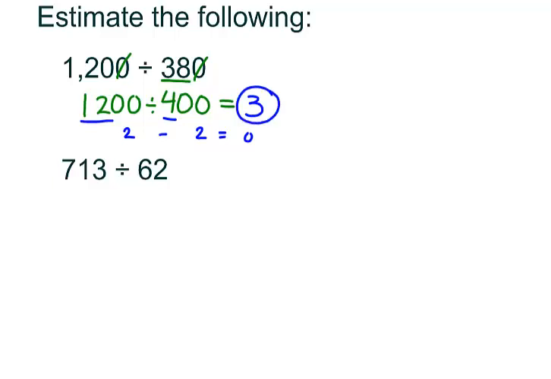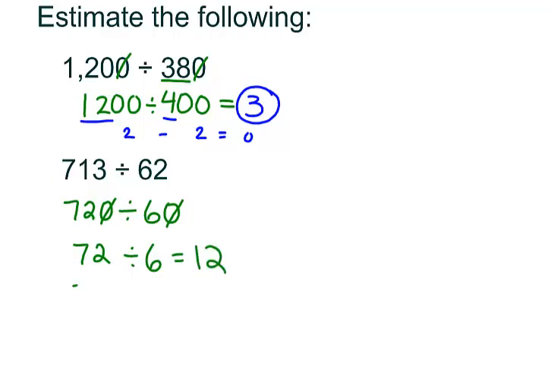In the next one, 713 divided by 62, again, I can't divide by 62, so I'm going to round it to a number that's easier, and a multiple of 10 is easy, so that's 60. Now I have to think about 713, but I want to make sure that the 6 goes into 7. I could change that to 600, but that's too far off. So I'm going to look at 71. I know through my basic facts that 72 is divisible by 6. If I take those zeros off, then I have 72 divided by 6, which is 12. I can put the zeros back on.